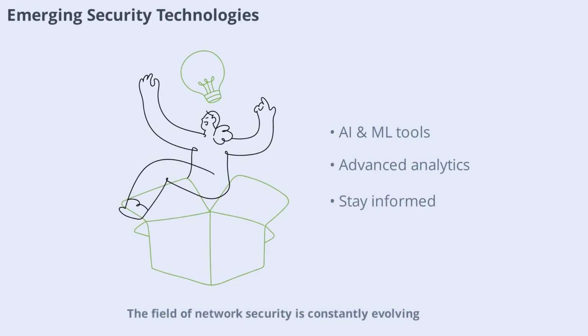The field of network security is constantly evolving. New technologies like artificial intelligence, machine learning, and advanced analytics are being used to detect and respond to threats faster than ever. Stay informed about emerging trends and consider adopting new tools that enhance your security posture. Embracing innovation helps you stay one step ahead of cybercriminals.